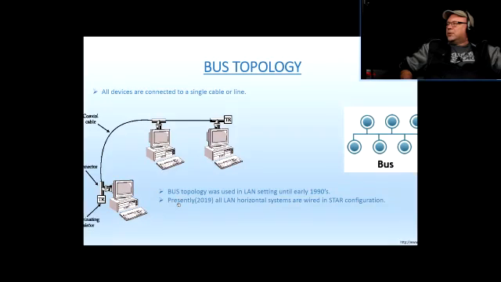Now, I wrote this presentation in 2019, so I should probably change that. Presently, because it's 2021 right now, all LAN horizontal cables are wired in a star configuration. So, that's where bus topology was used in the network.